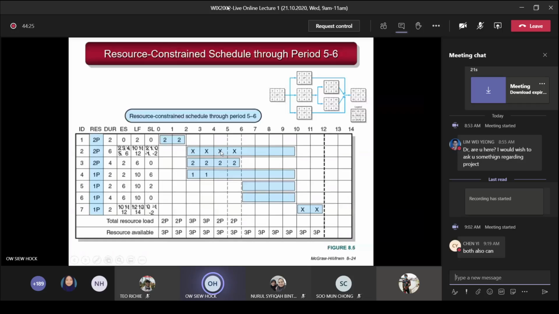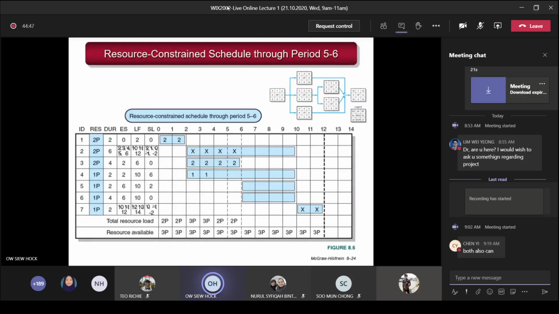Next, you schedule 4 to 5. When you come to 4 to 5, activity 2 is eligible, but then again it's still exceeding the number of 3 programmers that you have in your pool. So again, you delay again. So this activity 2 is updated so the early start becomes 5, and then the late finish becomes 11 and the slack becomes -1.